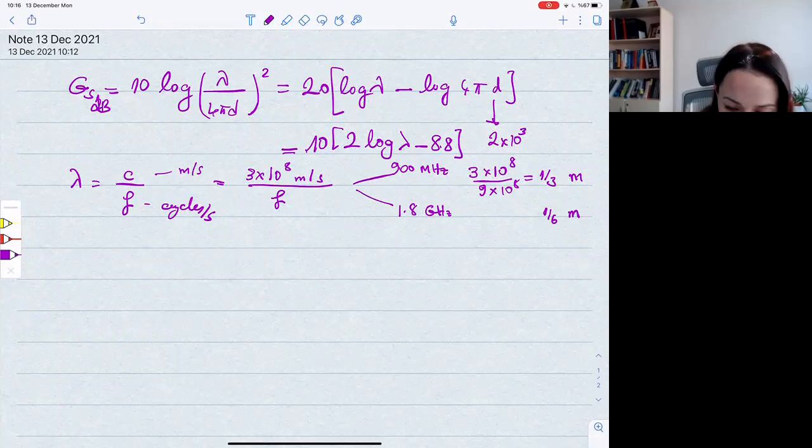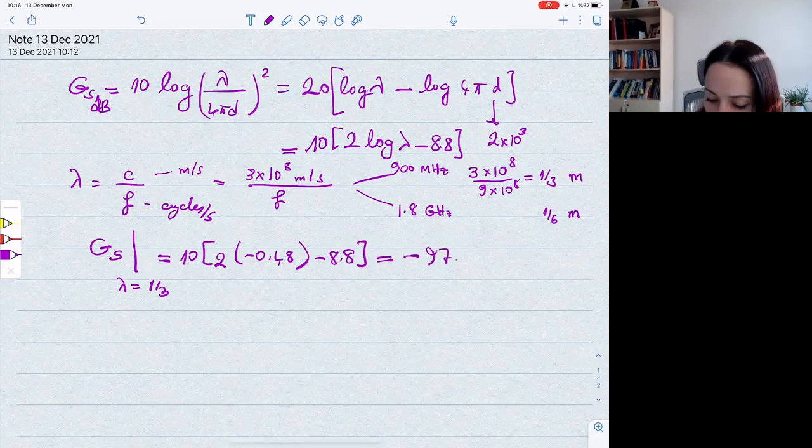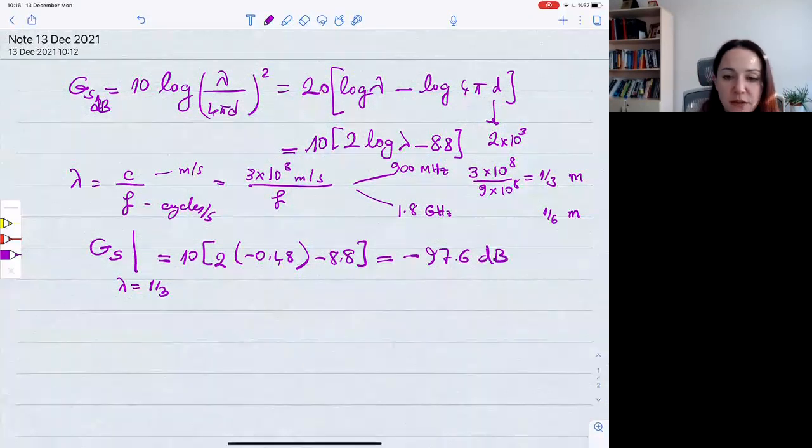Okay, let's compute GS then. GS at lambda equals 1/3 is going to be 10 times 2 times log 1/3, which is negative 0.48, minus 8.8, which is going to give us minus 97.6 dB. So there's a 97.6 dB path loss at 2 kilometers, when we're using 900 megahertz.